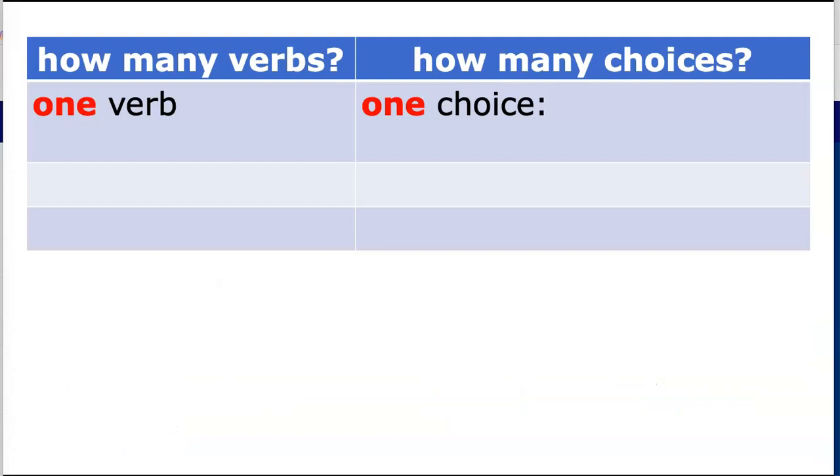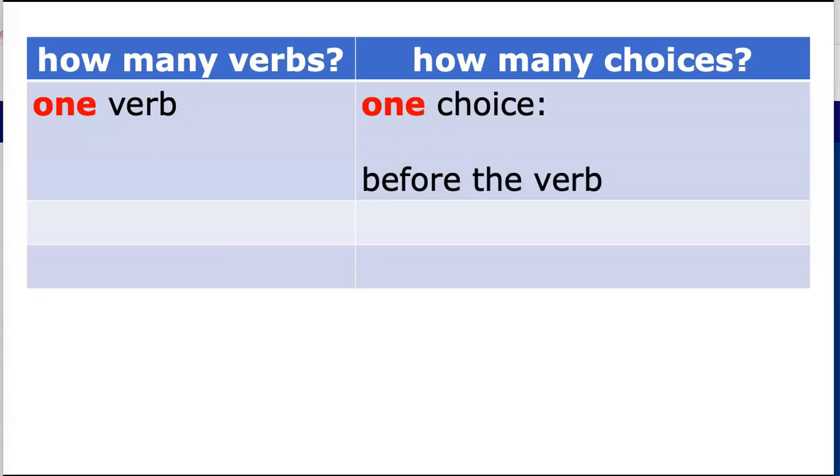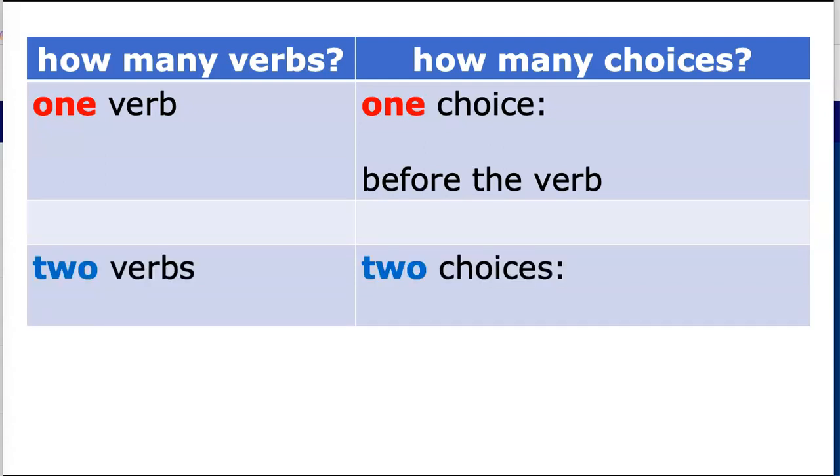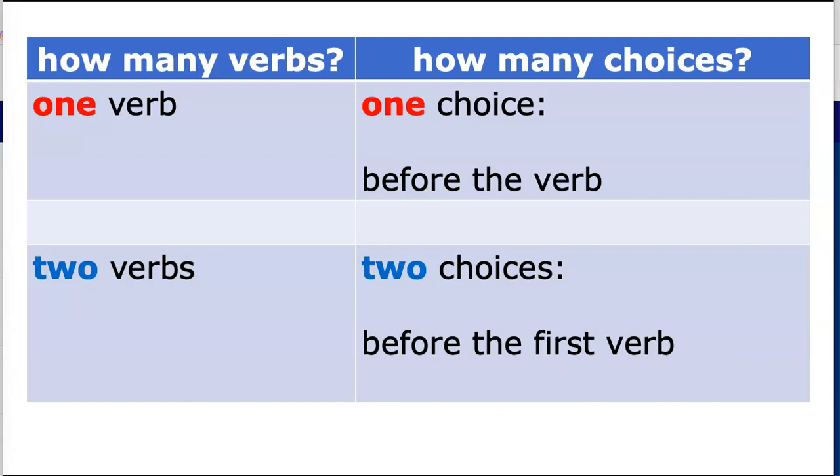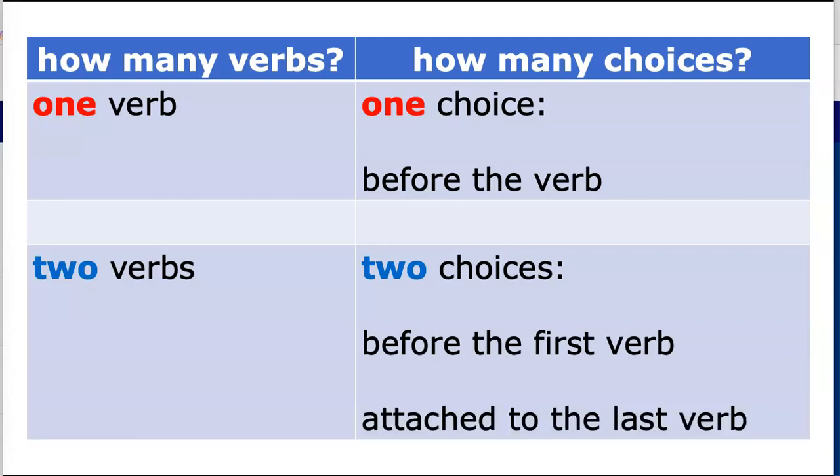Now notice this parallel. How many verbs and how many choices? If you have one verb, you only have one choice of where to put the pronoun. It goes before the verb. Now if you have two verbs, you're going to have two choices. Before the first verb or attached to the last verb. And again, either option is correct, and both options are common.